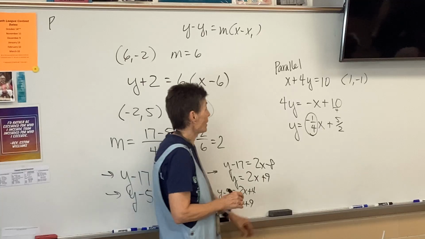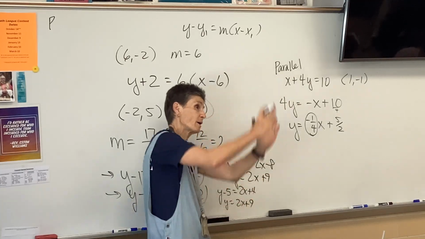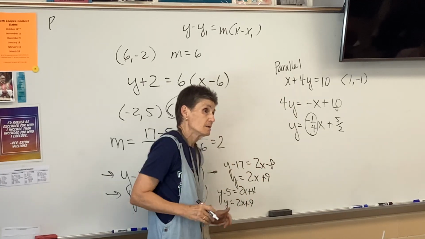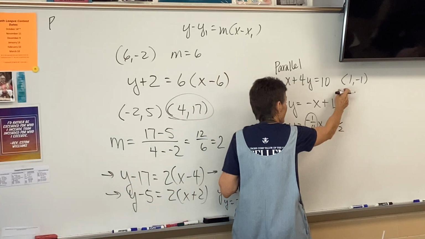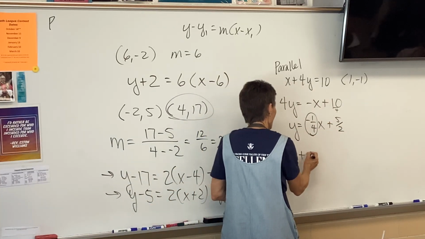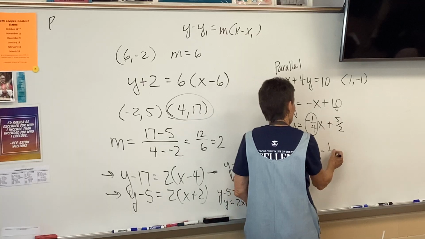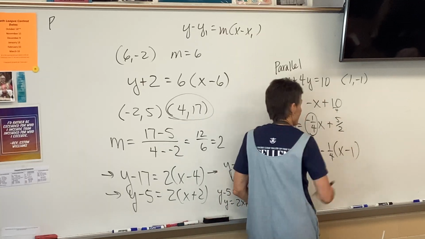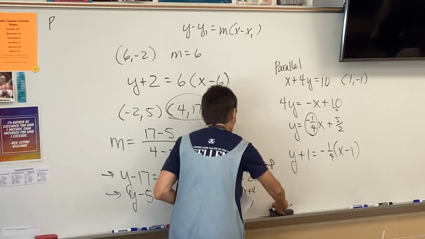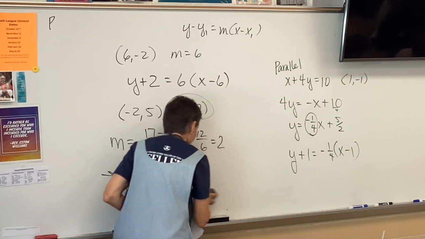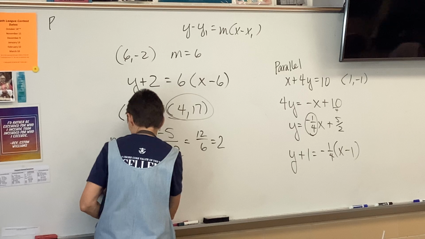Now my job is to write the equation of a line parallel. What do I know about parallel lines? Same slope. So I'm going to use negative 1/4 and that point. So y plus 1 equals negative 1/4 x minus 1. Is this all coming back to you now? You kind of remember all this?